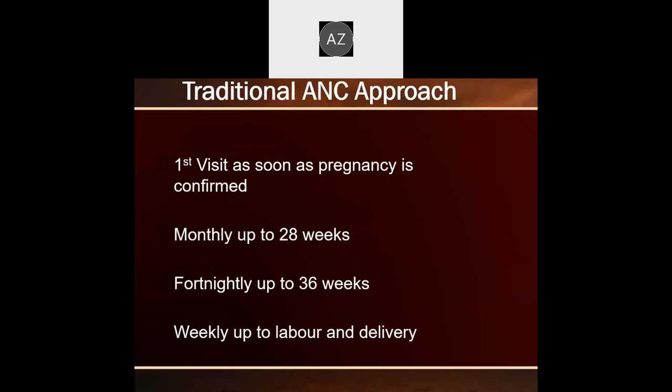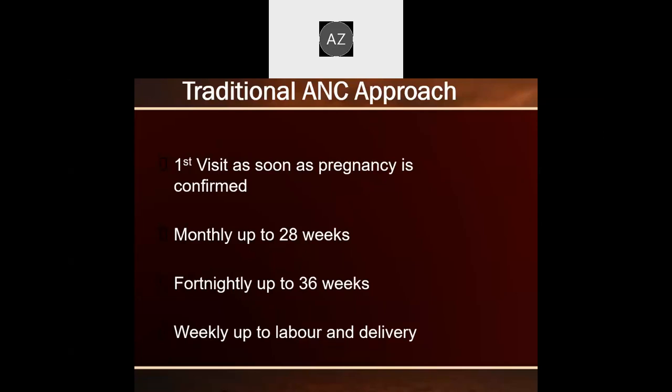Now, let us begin looking one by one. What does the traditional ANC approach say about women looking for care pre-pregnancy, intra-pregnancy, up to birth? You just need to have the first visit as soon as pregnancy is confirmed. Then you visit monthly up to 28 weeks, then fortnightly up to 36 weeks, then weekly up to labor and delivery.